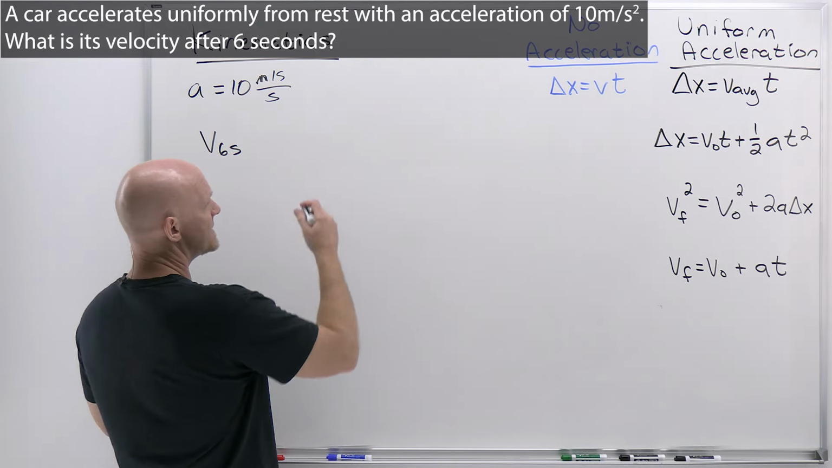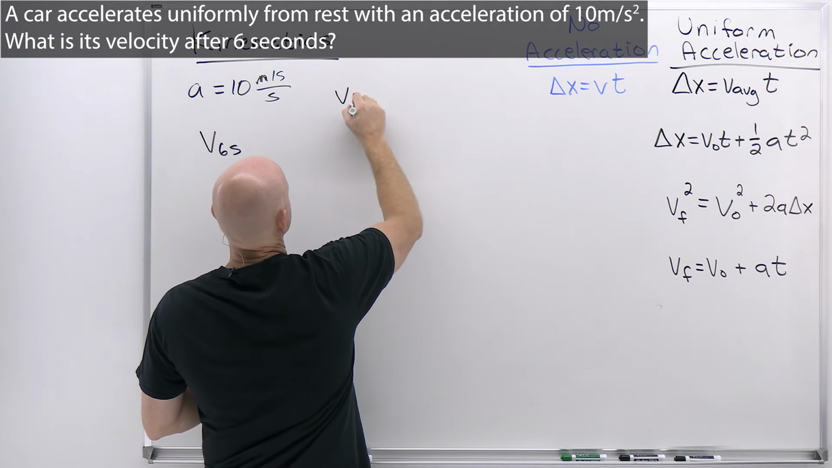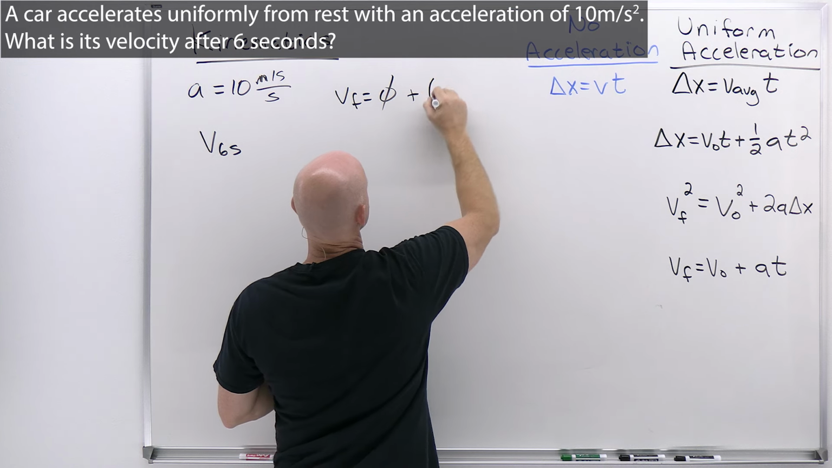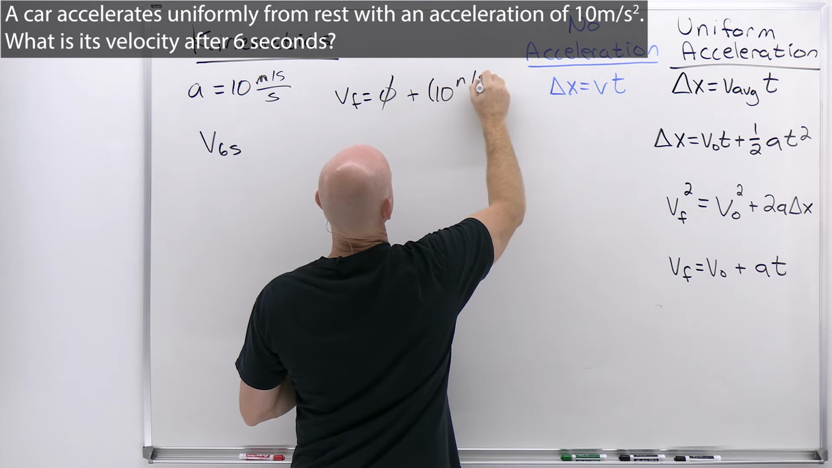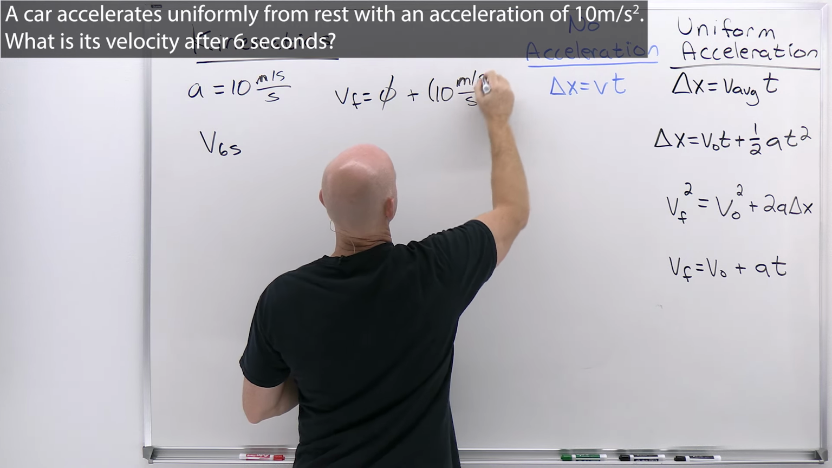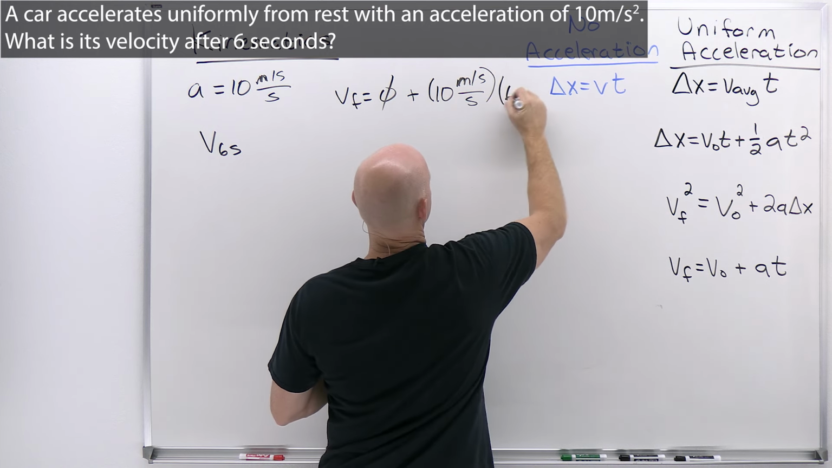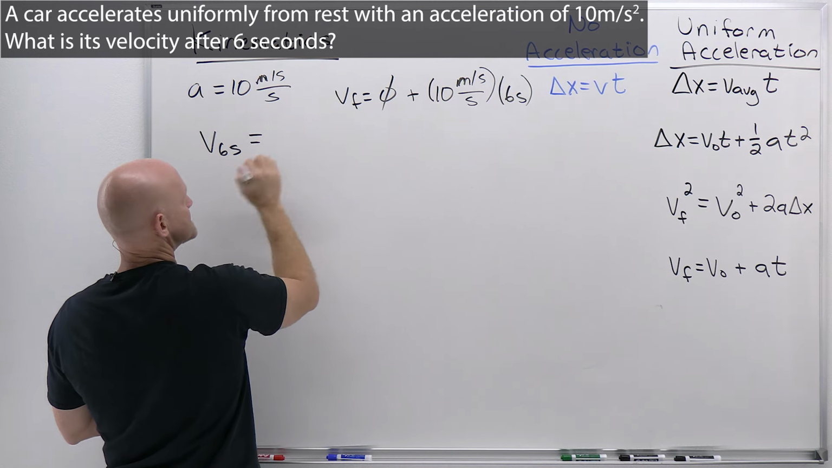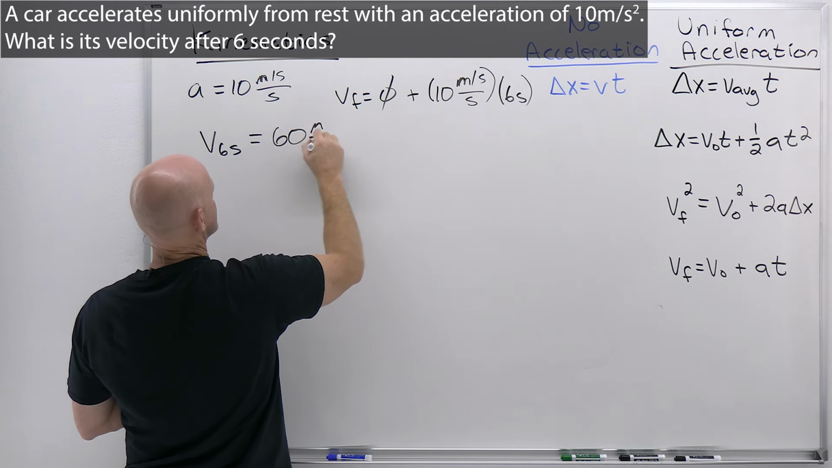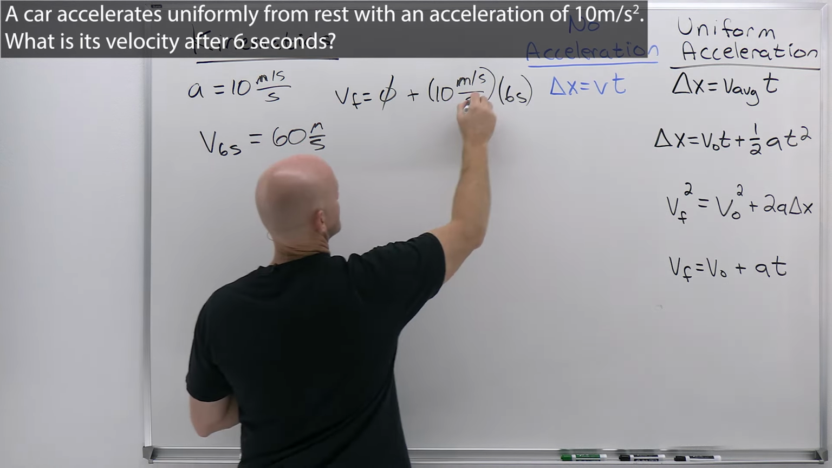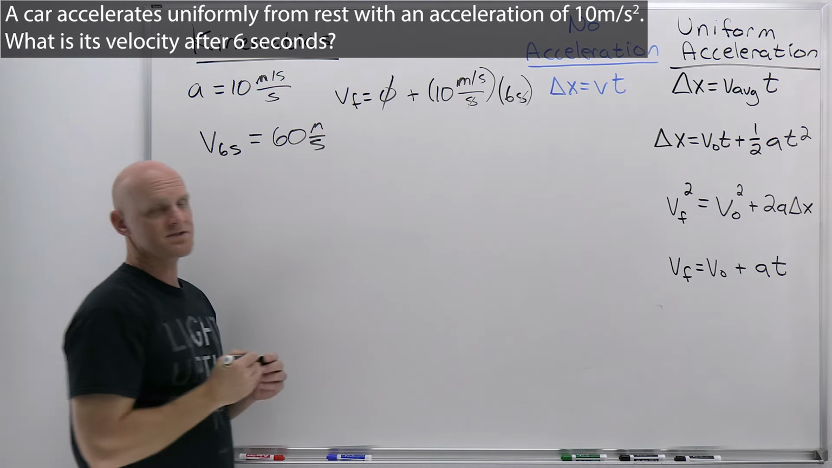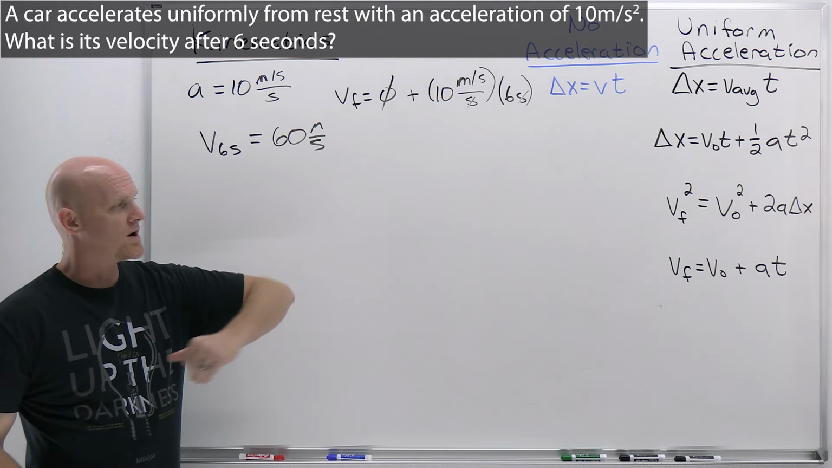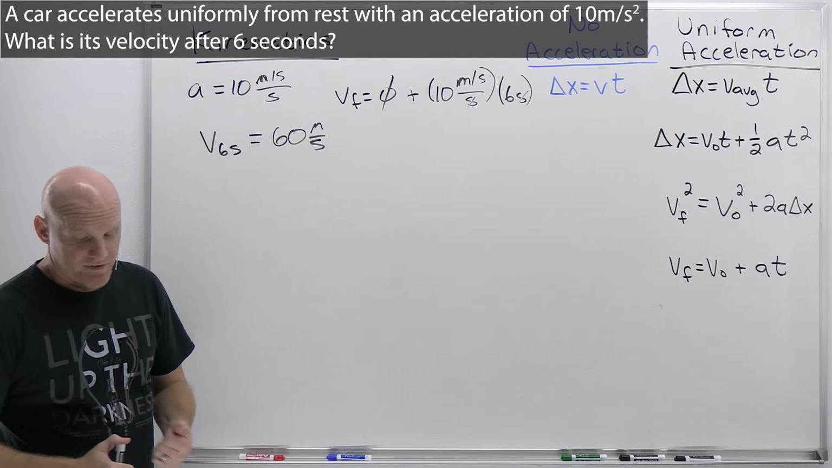But if we did use that equation, we'd say that the final velocity equals the initial velocity of 0 plus the acceleration of 10 meters per second squared times the time of 6 seconds. And you can see, yep, that final velocity after 6 seconds is going to be 60 meters per second. Notice these seconds cancel and you're left with units of meters per second. Okay, so same thing we just intuitively calculated. Now we used an equation to do it as well. Now let's go to the other problems here.